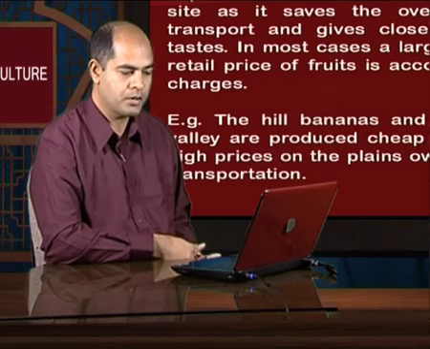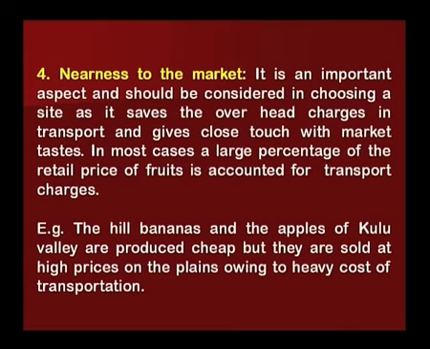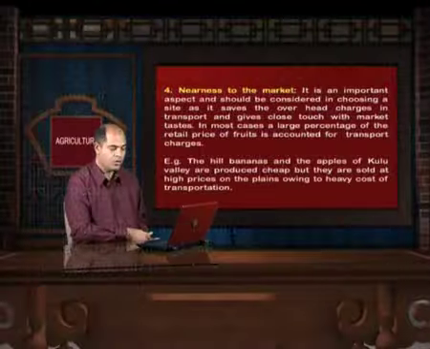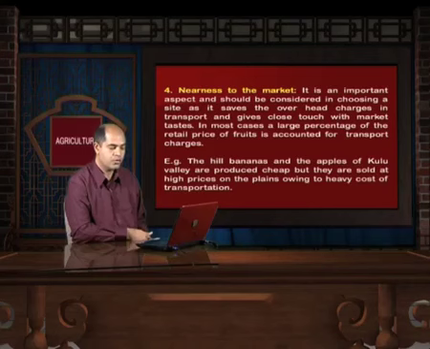Nearness to the market. It is an important aspect and should be considered in choosing a site, as it saves the overhead charges in transport and gives close touch with market taste. In most cases, a large percentage of the retail price of fruits is accounted for by transport charges. For example, the hill bananas and the apples of Kulu Valley are produced cheap, but they are sold at high prices on the plains owing to heavy cost of transportation.